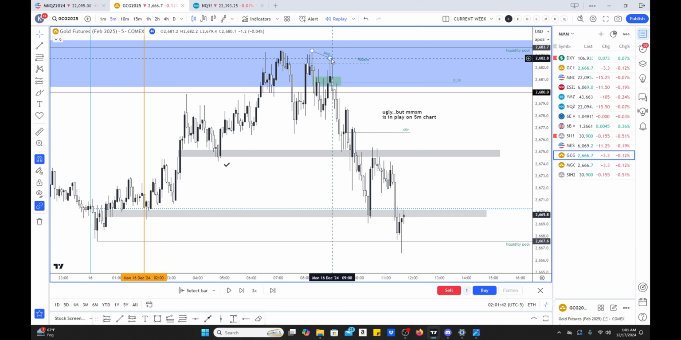Point is, price was higher, wicks back. Notice how it wicks back in here. What do we have here? If you look to the left, if we were to extend this out, well, I don't extend it out, but you can see there's also a fair value gap here.